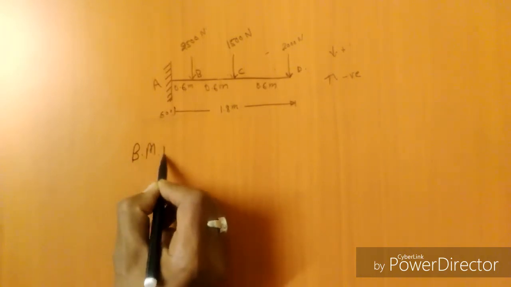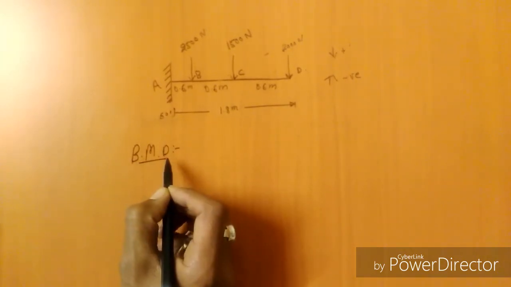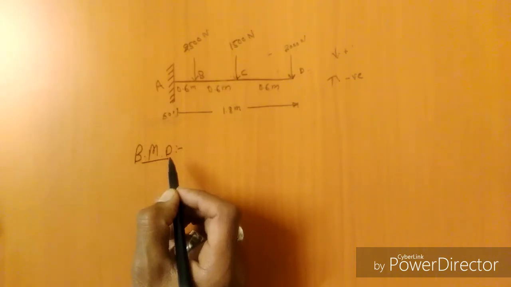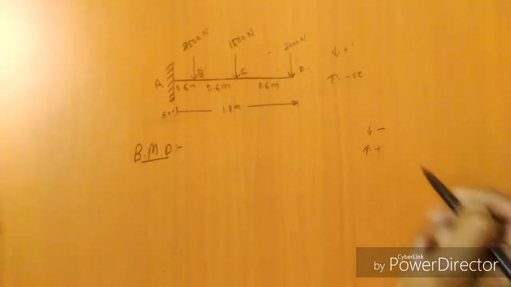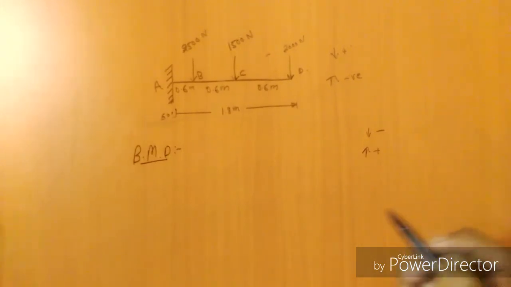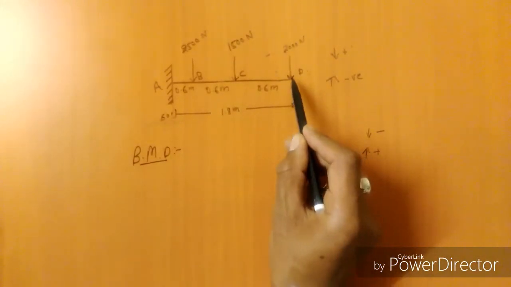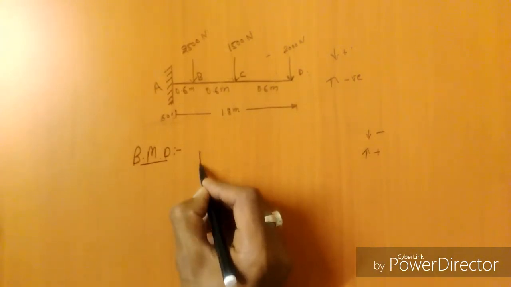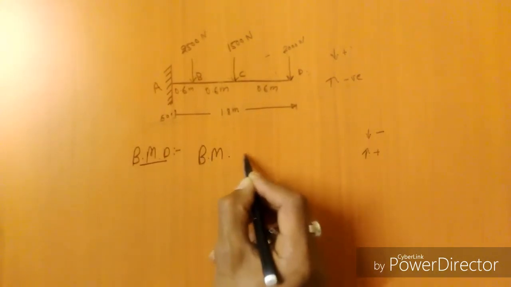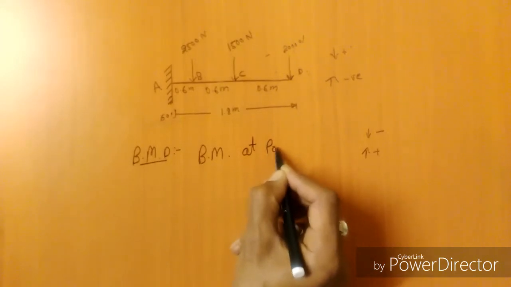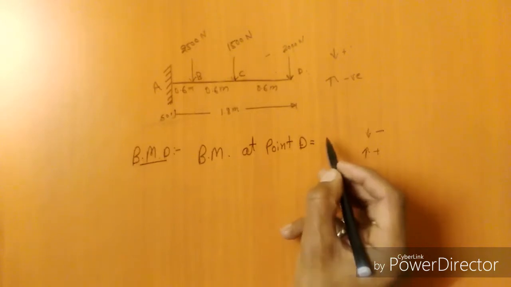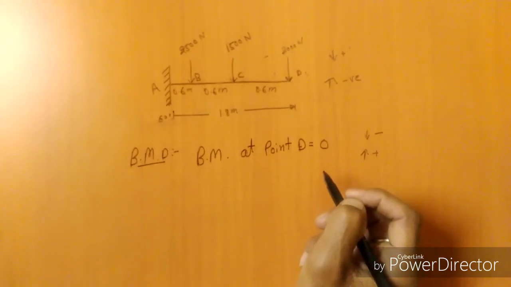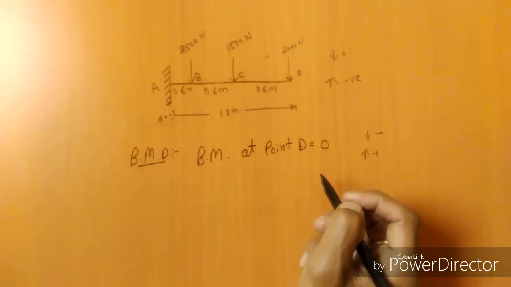Bending moment diagram. First of all, considering the moment due to upward forces as positive and downward forces as negative. Okay, clear? So start bending moment at point D. हम start करेंगे point D से. So bending moment at point D is equal to 0. Okay, बेंडिंग मोमेंट जो फ्री एंड पे हमेशा जीरो होता है, सो बेंडिंग मोमेंट एट पॉइंट डी इज जीरो.